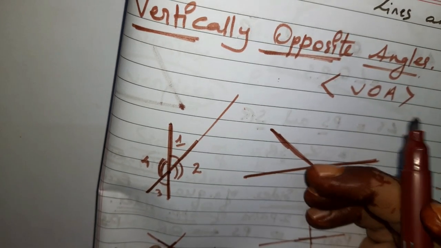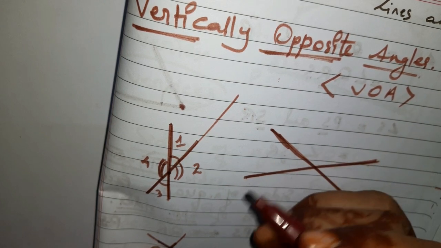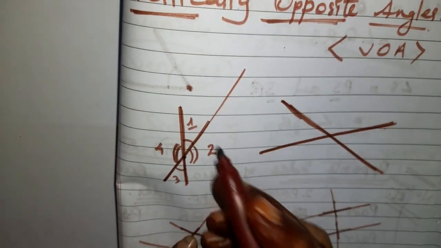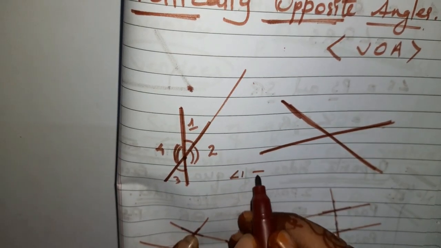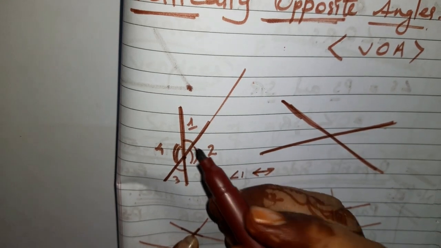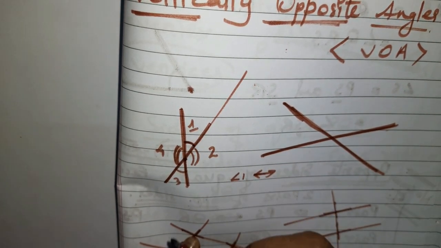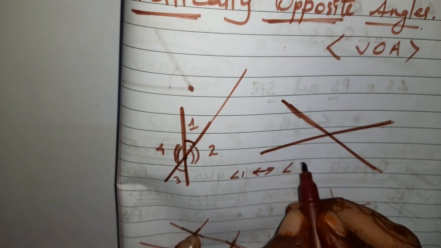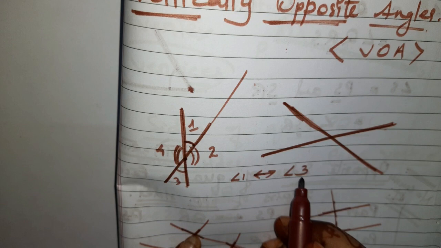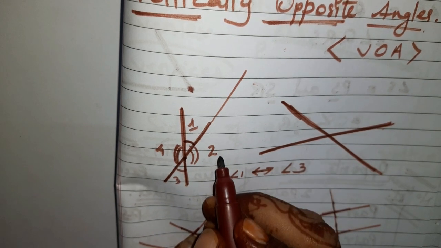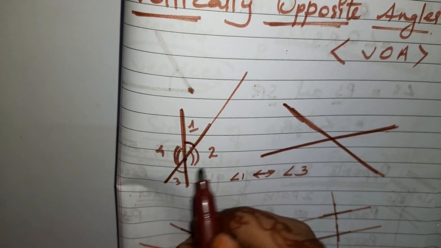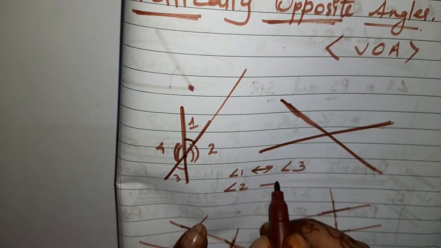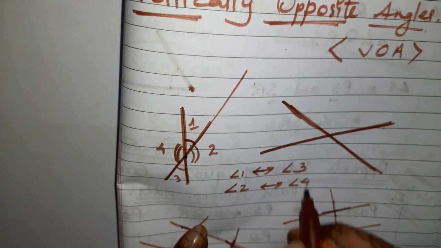Now as I have told you, what are the opposite angles? Angles which face each other. You can see here that angle 1 is facing an angle. Just find out, angle 1 is facing which angle? Angle 1 is facing angle 3. So we can say that angle 1 is opposite to angle 3. Similarly, we can say that angle 2 is opposite to angle 4 as they are facing each other, right? So angle 2 is facing angle 4.